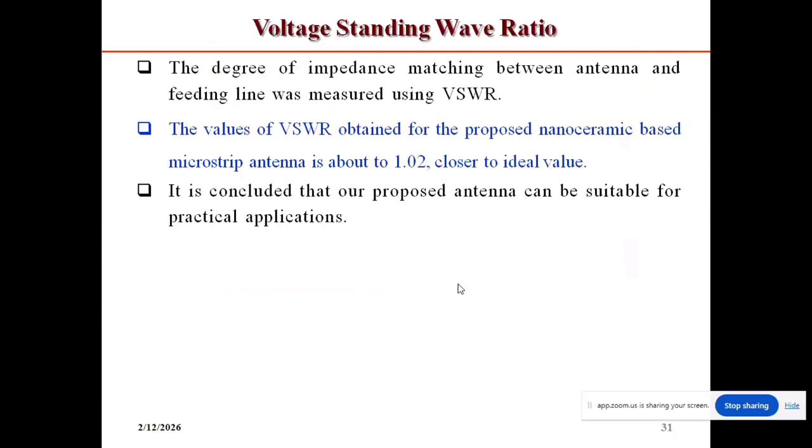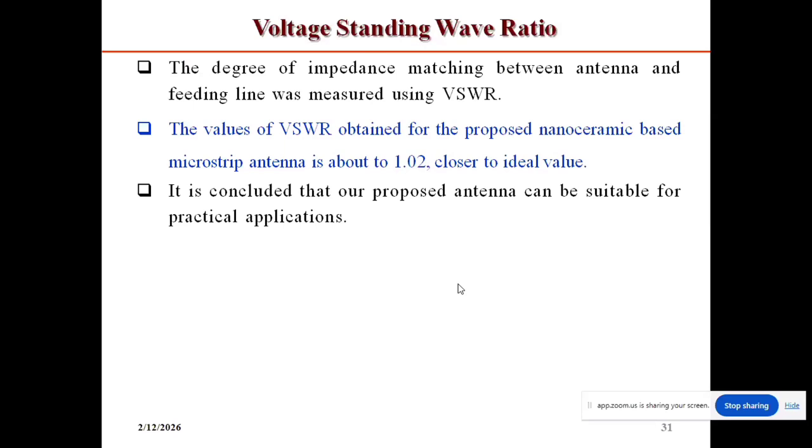And VSWR, the voltage standing wave ratio, is another important parameter. Ideally, VSWR values should be closer to 1. The patch antenna designed using hexagonal boron nitride achieves a VSWR very close to the ideal value. The ideal value is 1.